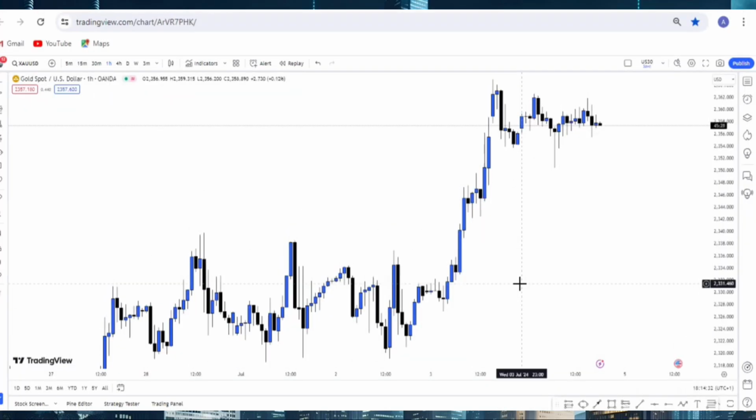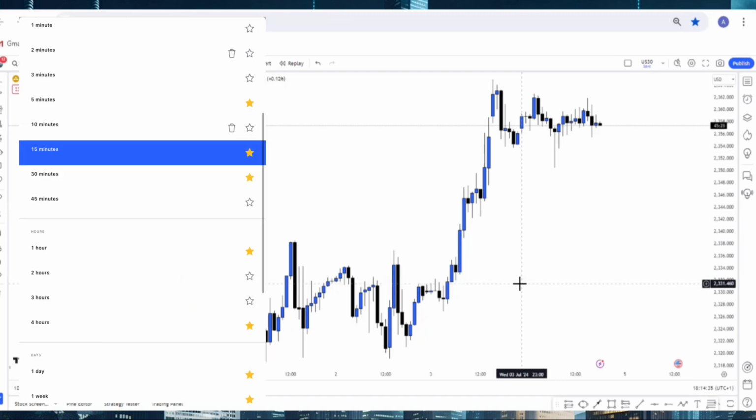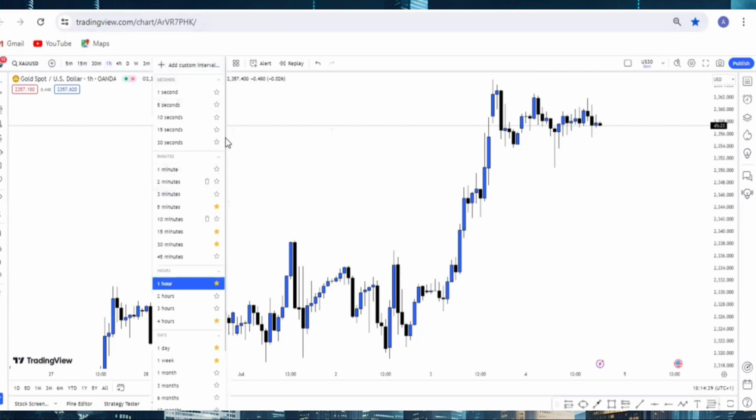In order to do top-down analysis, you must know how to use different time frames. Of course, if you can see on TradingView here, we have different time frames. You can see we have the 1 minute time frame, the 3 minute, the 5 minutes, the 15 minutes, the 1 hour, the 4 hour, and the weekly and the daily.